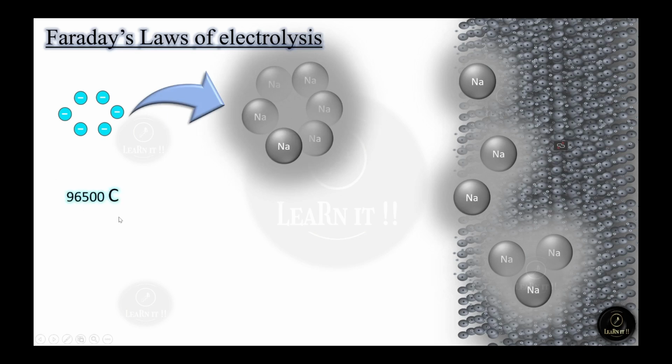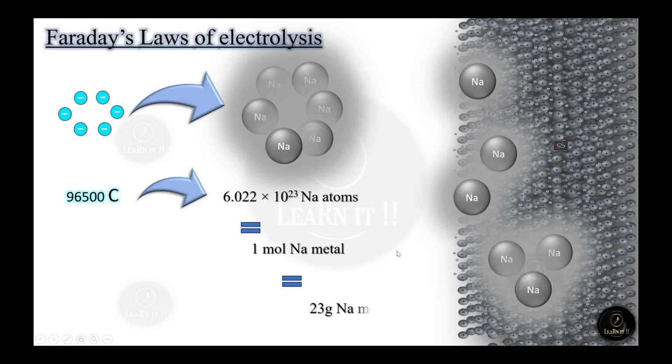So 96,500 coulombs of charge makes 1 mole, that is 6.022 into 10 to the power 23 sodium atoms, deposit on the cathode, which is equal to 1 mole of sodium metal, which is equal to 23 gram of sodium metal. So if we have provided 96,500 coulomb, we got 1 mole of sodium.